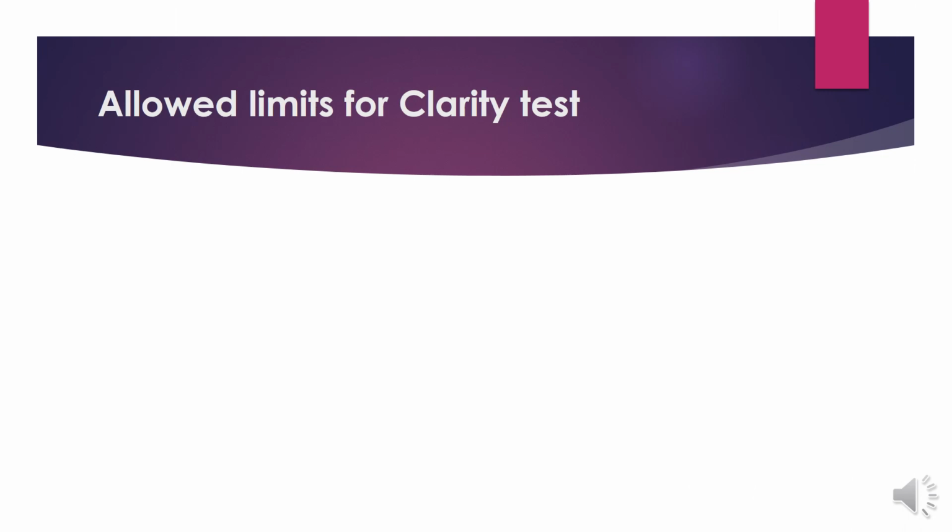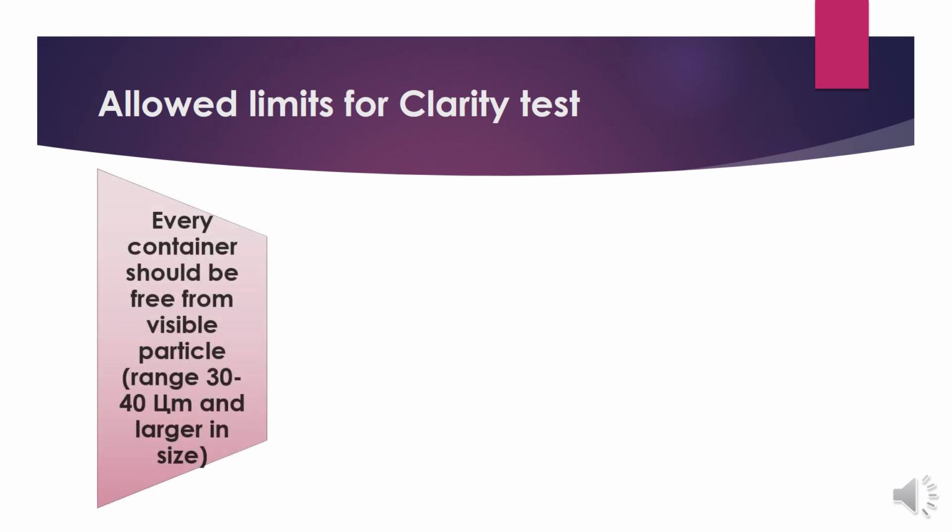So the allowed limits for the states as per standard books. According to the USP or the standards, every container should be free from visible particles. That is, in the range of 30 to 40 micrometer and larger in size. Means no container having visible particles is allowed. So if there is any, you have to discard it, so that it cannot be processed further.